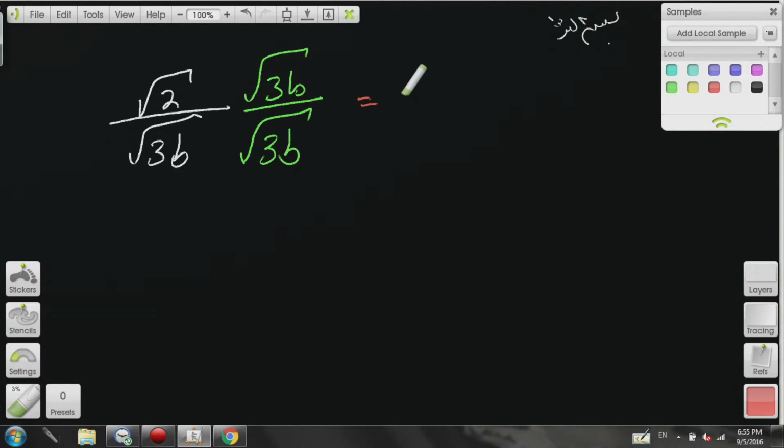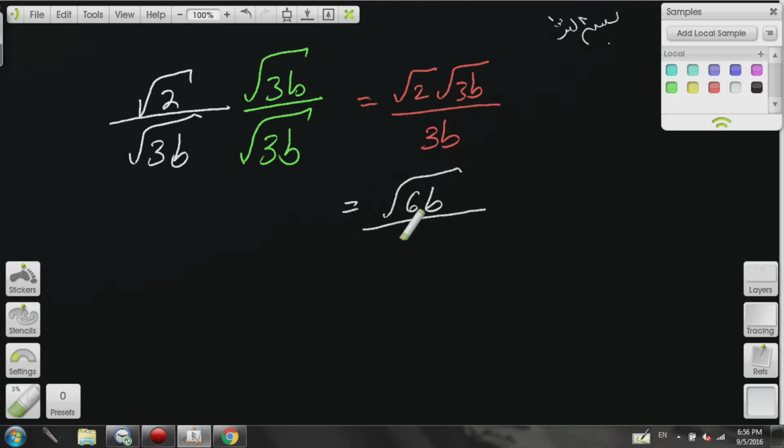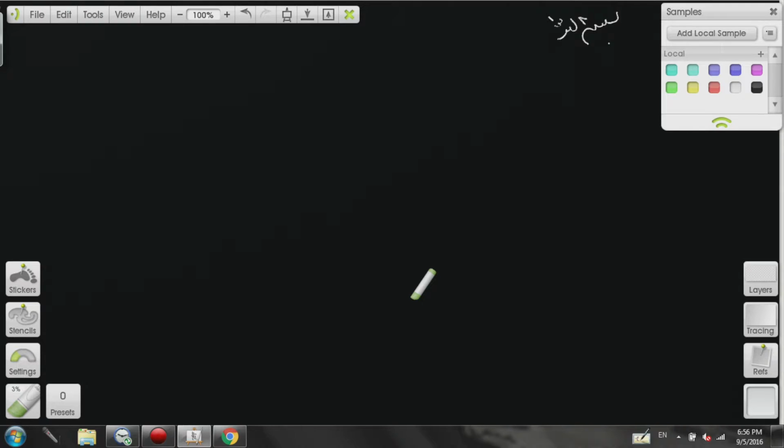Well, you get square root of 2 times the square root of 3b over 3b, because that's what you're doing. You're doing this to get rid of the radical. You're just left with 3b over here. Okay? And then you can simplify this. You can bring them in the same umbrella. Say that becomes 6b over 3b. And that's how you like this to be. You like to not have the radicals in the denominator. Okay?